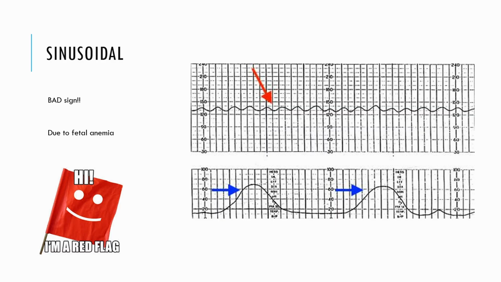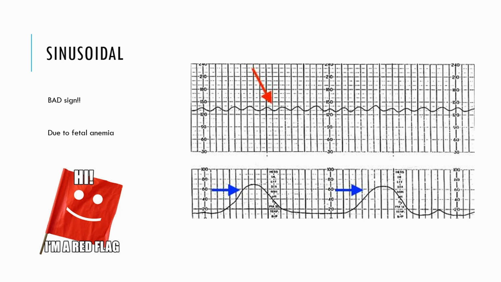If you're looking at this pattern, you'll see it's smooth waves, right? I can't think of the word, undulating, but it's a smooth wave pattern. This is a bad sign. This is due to fetal edema usually. So your baby basically bled out internally or doesn't have enough blood left.